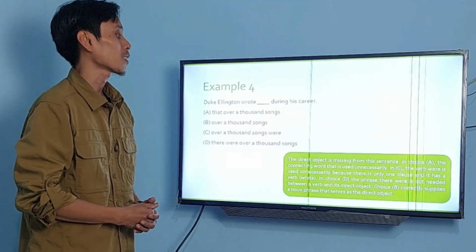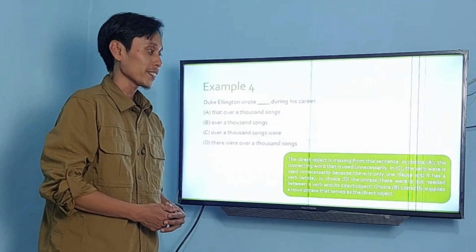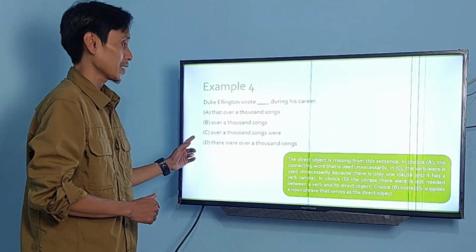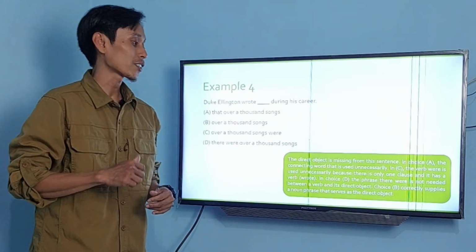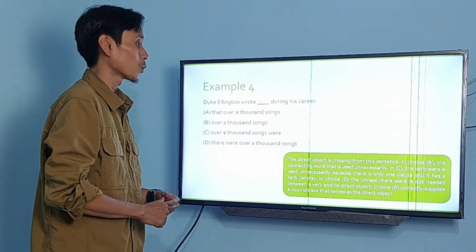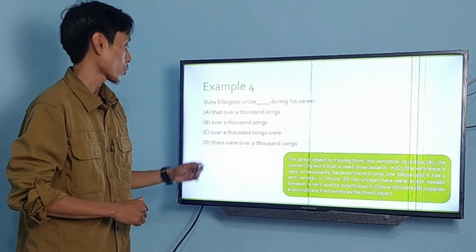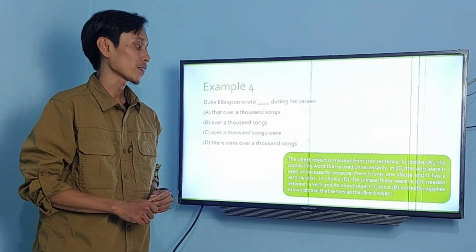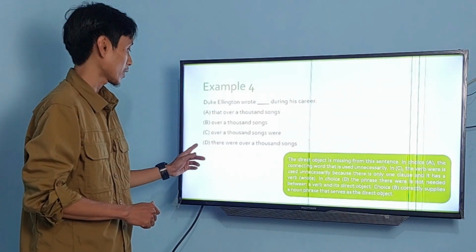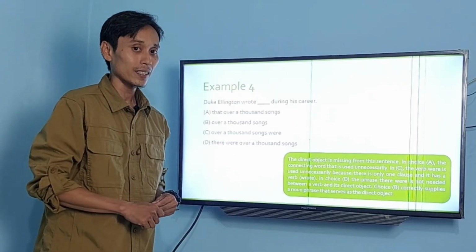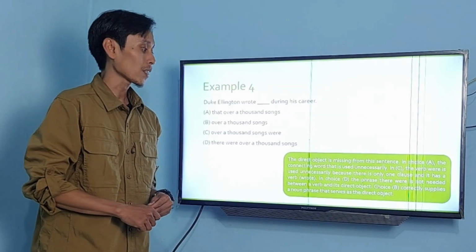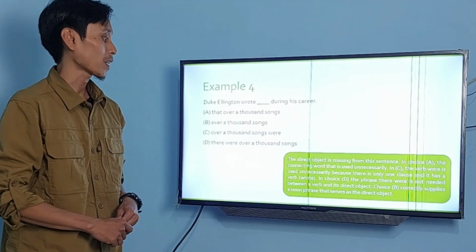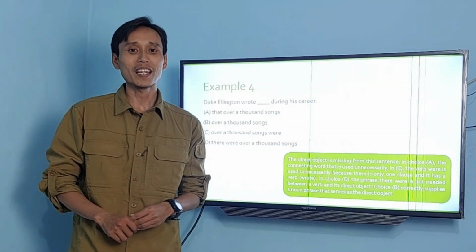We can see from the sentence that the direct object is missing. In choice A, the connecting word "that" is used unnecessarily. In C, the verb "were" is used unnecessarily because there is only one clause and it has the verb "wrote." In choice D, the phrase "there were" is not needed between the verb and its direct object. Choice B is correct because it supplies a noun phrase that serves as the direct object.